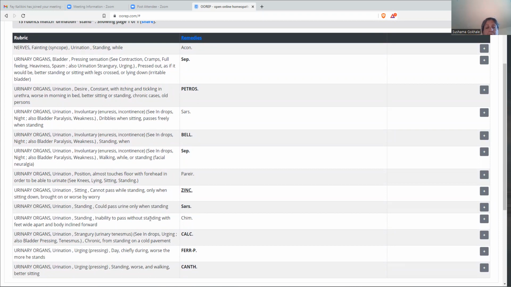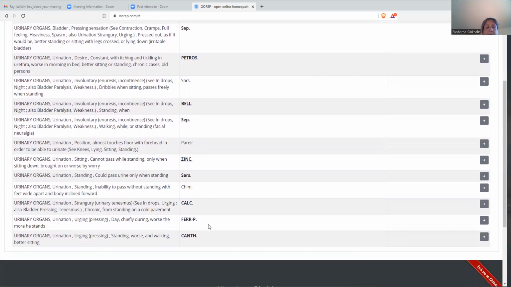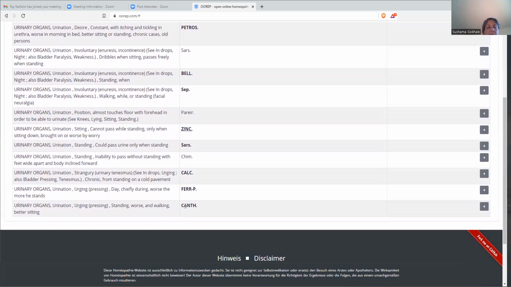Another one, let's look at chimaphila. Urination standing, inability to pass without standing, with feet wide apart and body inclined forward. This is not the one. Urination, strangury, chronic from standing on a cold pavement, not the one. Urination, urging day, chiefly worse during the day, worse the more he stands.